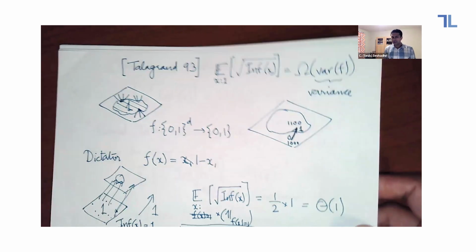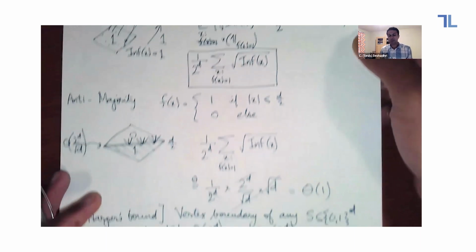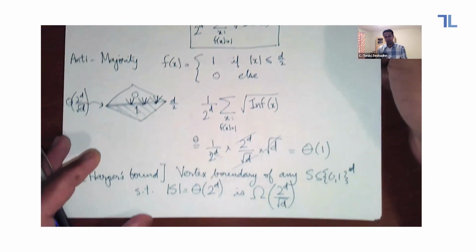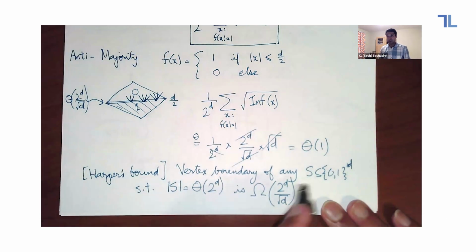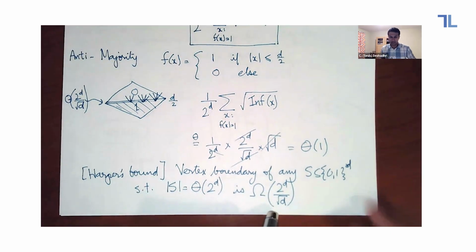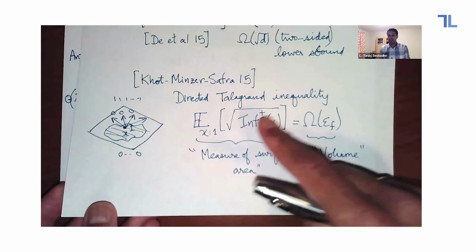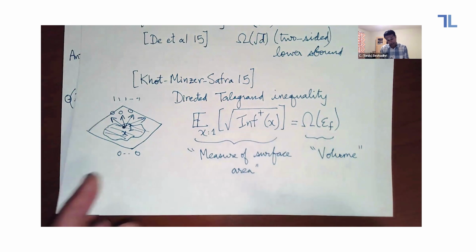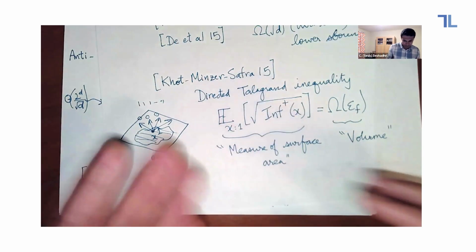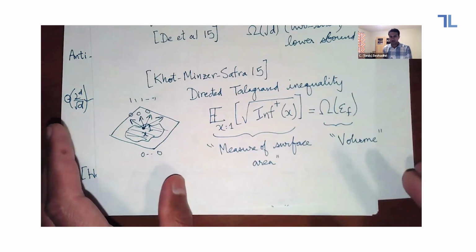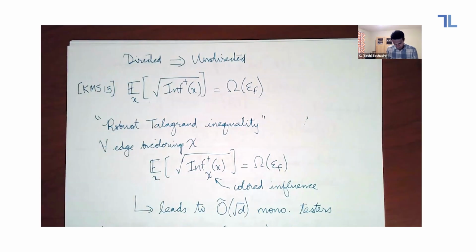And just as a comment, you can also derive, for example, Harper's bound, which says the vertex boundary of any set of size theta of 2 to the d is omega of 2 to the d divided by root d. So you can derive this from Talagrand. So it's a powerful isoperimetric statement. And in the context of monotonicity testing, it turns out there is a directed version, which is the centerpiece of this celebrated Khot-Minzer-Safra result. And I'll also mention that the directed result implies the undirected one.